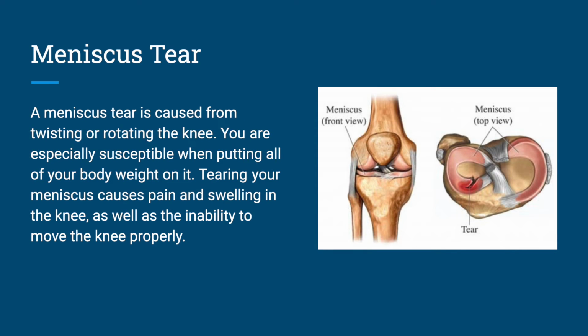Another common knee injury happens with the meniscus, which is a piece of cartilage that provides a cushion between your femur and your tibia. A meniscus tear is caused by twisting or rotating of the knee. You are especially susceptible when putting all your weight on it. Tearing your meniscus causes pain and swelling in the knee, as well as the inability to move the knee properly.